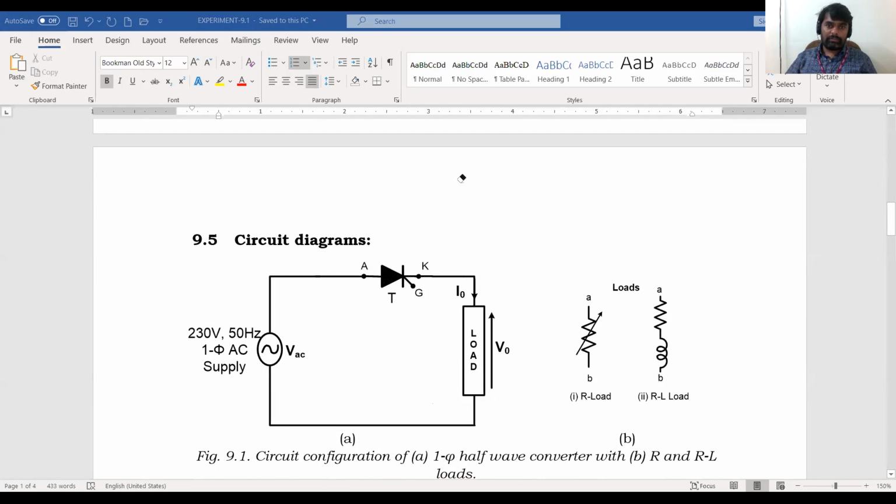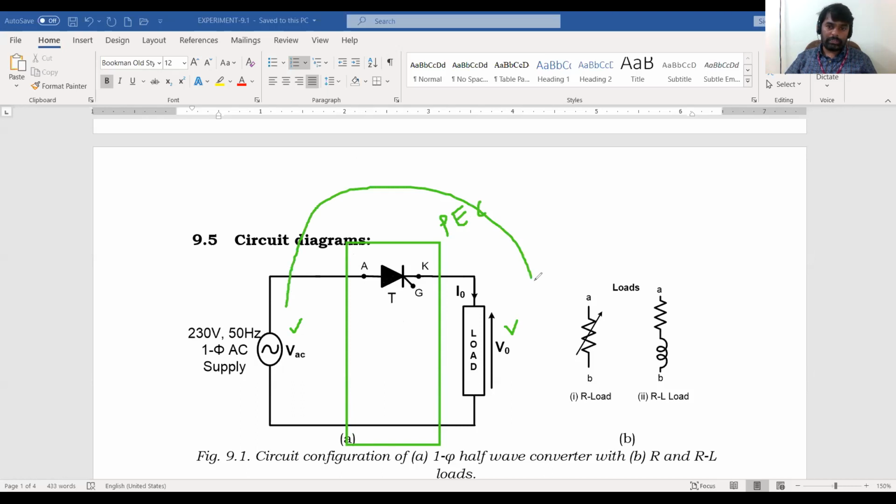And this is the equivalent circuit configuration for the single phase half wave converter, where you can see the single phase AC source, which is connected to the load through the power electronic converter. So this is our power electronic converter. It consists of only one thyristor, which will perform the AC to DC conversion. So the available AC has to be converted into the required DC with the help of a single thyristor here.